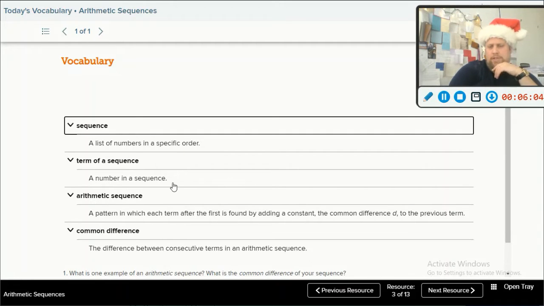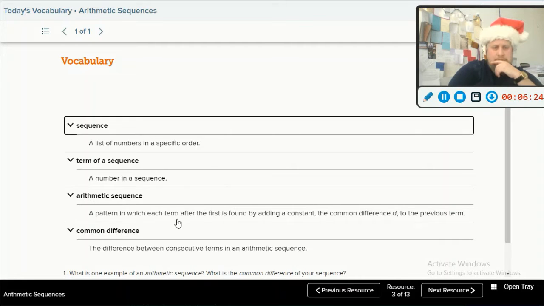So if I have a sequence like the last one's 1, 2, 3, 4, 5, each of those numbers is a term. Arithmetic sequence is a pattern in which each term after the first is found by adding a constant, the common difference d. So we call that common difference d. And I know difference usually means subtraction, but not always in this case. It could be addition or subtraction to the previous term.